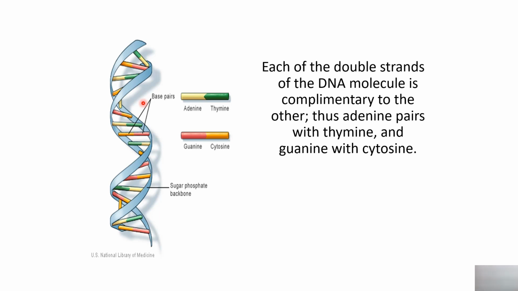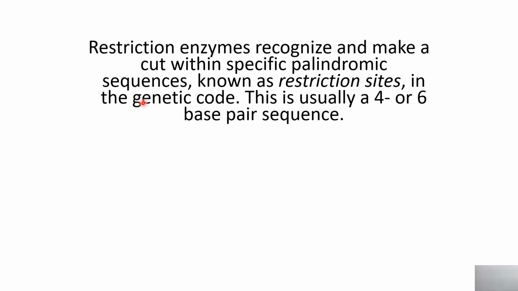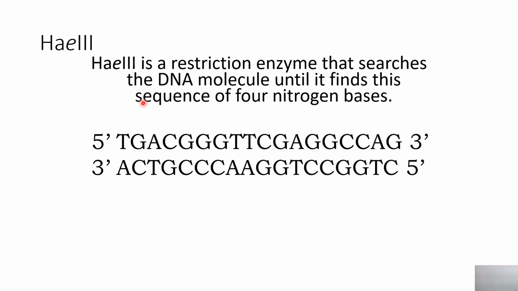Adenine and thymine have a double hydrogen bond, whereas guanine and cytosine have 3 hydrogen bonds. Now, restriction enzymes recognize and make a cut within specific palindromic sequences known as restriction sites in the genetic code. This is usually a 4 or 6 base pair sequence. For example, HaeIII is a restriction enzyme that searches the DNA molecule until it finds this particular sequence of 4 nitrogen bases.